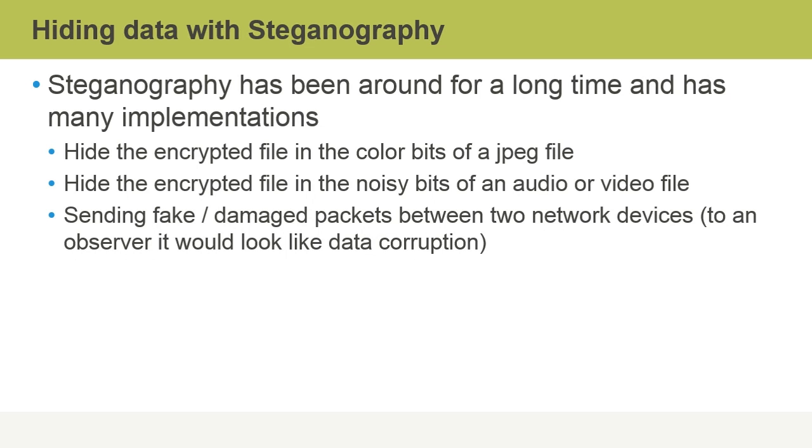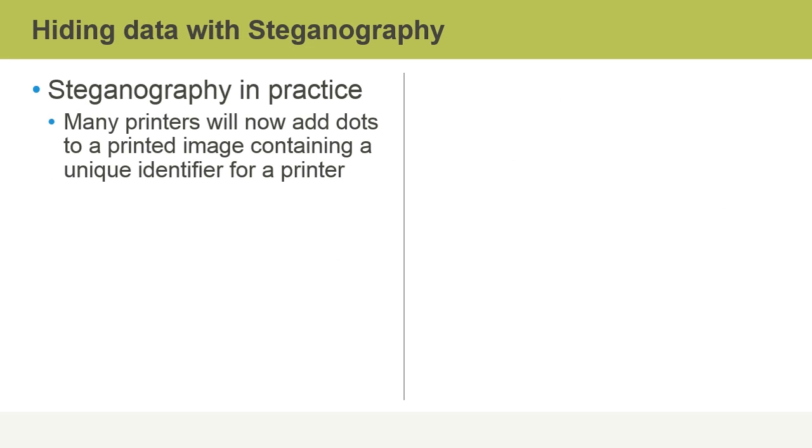For example, we could hide the encrypted file in the color bits of a JPEG file, or we could hide an encrypted file in the noisy bits of an audio or video file. We could even send fake or damaged packets between two network devices, where to an external observer, it would simply look like data corruption. In practice, steganography can be used with printers.